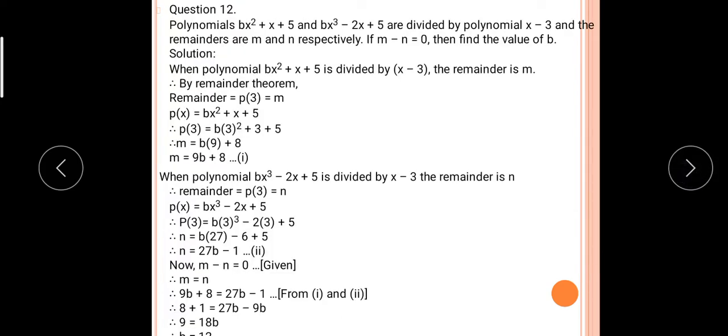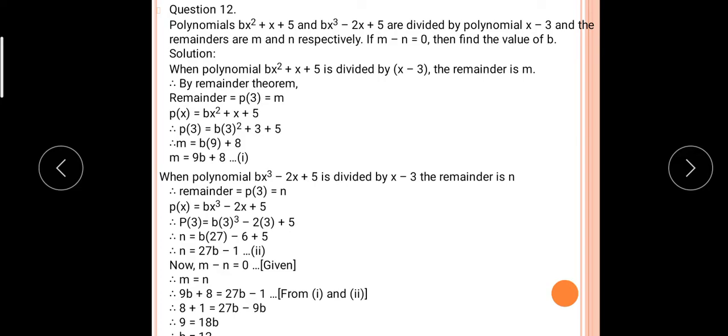Okay, so listen, students. Day after tomorrow, on Saturday, I will conduct your test on the polynomial. So be ready for the test. Now, I am going to explain the remaining questions from the problem set.